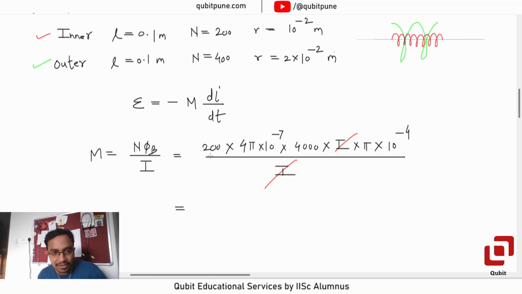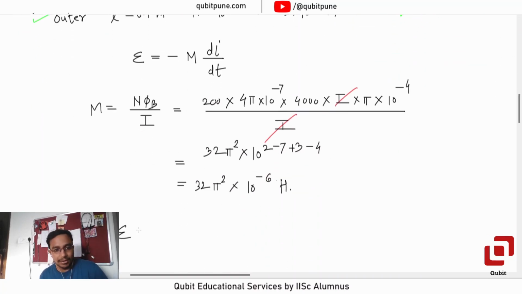Let's first collect the terms which are not powers of 10. So 4 into 2, 8. 8 into 4, 32. Pi squared into 10 raised to 2 minus 7 plus 3 minus 4. Let's see if I've not missed anything: 2, 4, 4, okay, 32. 2 minus 7 plus 3 minus 4, that's right. So that's 32 pi squared into 10 raised to what? 3 plus 2, 5. 5 minus 4, 1. 1 minus 7 is minus 6. Henry.